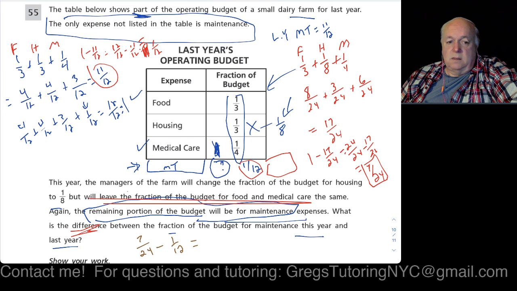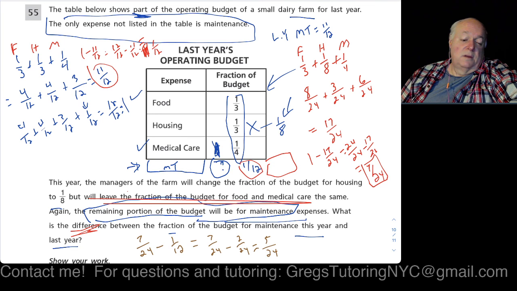So we're going to do like denominators. So 7/24ths we're going to keep, and 1/12 is the same as 2/24ths. Okay, and 7 minus 2 is 5. And we get 5/24ths. Okay, and that is the answer finally.